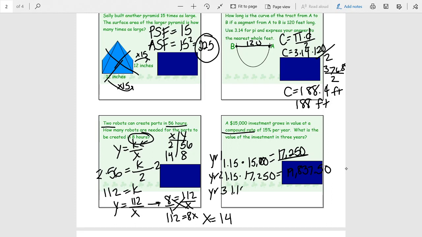Then we do it again, last time for year 3. So 1.15 times 19,837.50 will give us at the end of year 3 that they have now $22,813, and rounded to the nearest penny because it's 0.125, we have 13 cents. So compound interest takes the amount from the previous year and adds it on top.